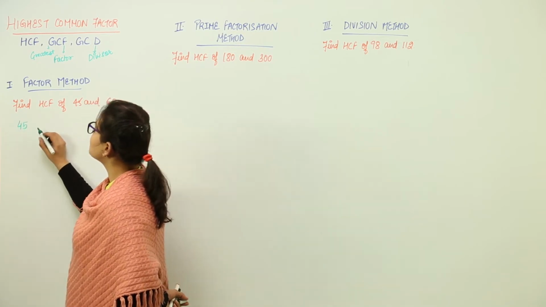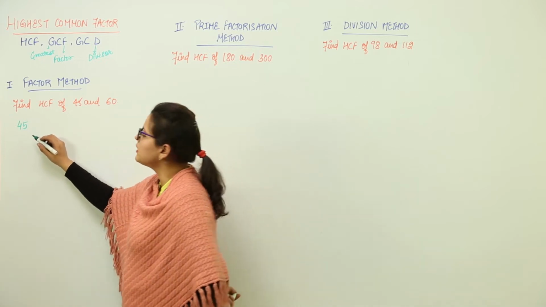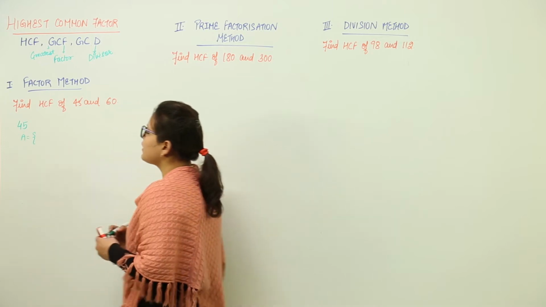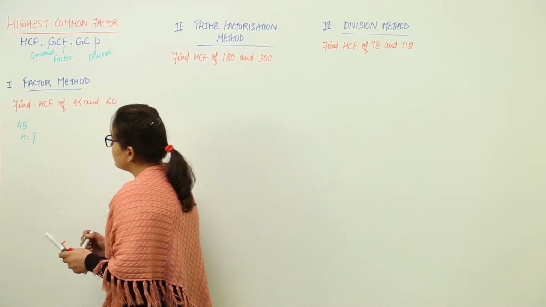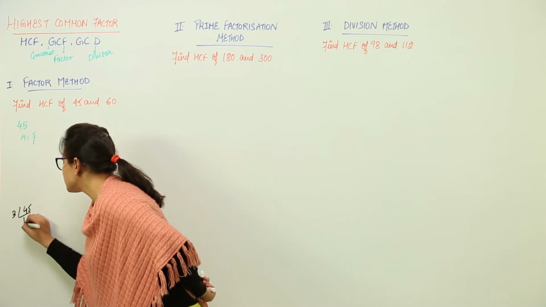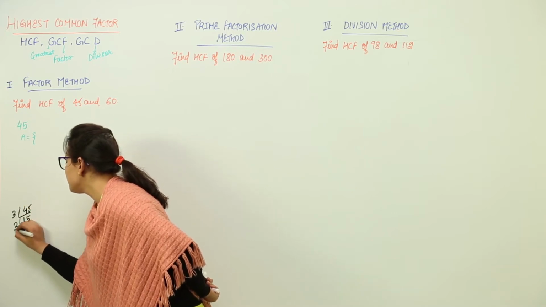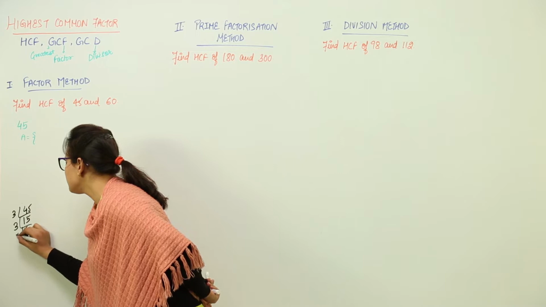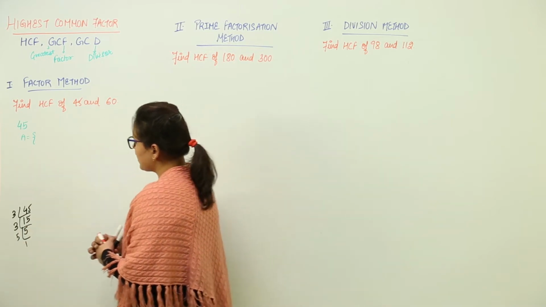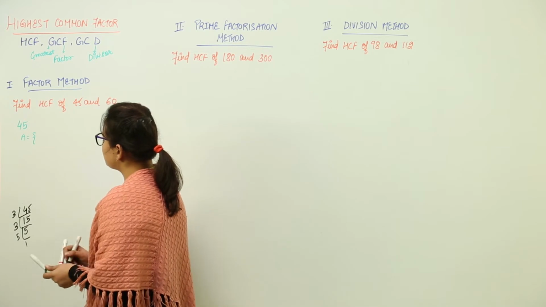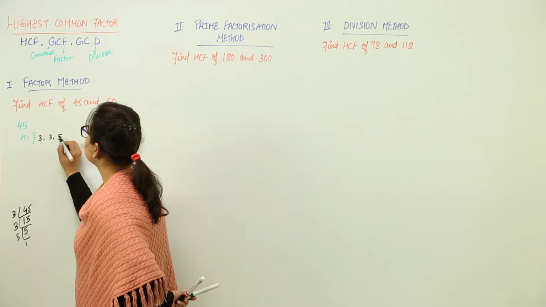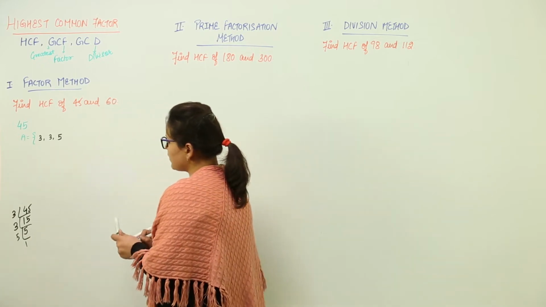The factors of 45 will be written down in the form of set A. Let us find the factors of 45: 3 1s are 3, 3 5s are 15, and 5 9s are 45. So we have the elements of set A as 1, 3, 5, 9, 15 and 45.